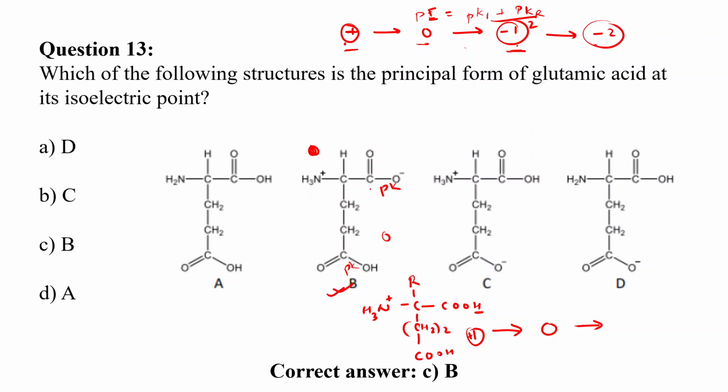Okay. So at any point if the pH is lower than the pK values, the groups will be protonated. If the pH crosses the pK value, the groups will get deprotonated. Okay.